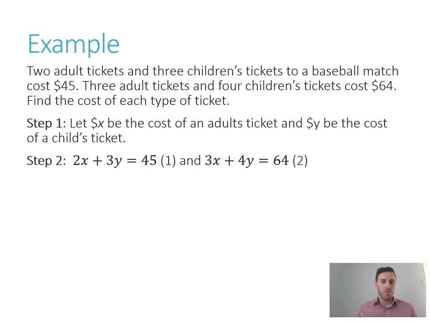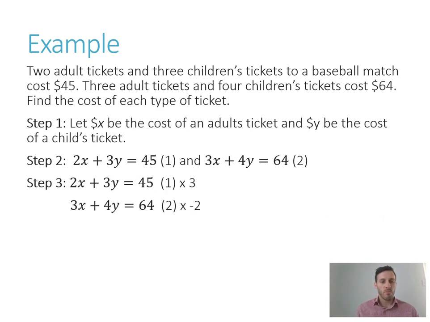Now we write down our two equations, step 2. So we know that 2 adult tickets and 3 children's tickets cost $45. So we have 2x plus 3y equals 45. And we know that 3 adult tickets and 4 children's tickets cost $64. That becomes our second equation, 3x plus 4y equals 64. Step 3, we solve simultaneously.